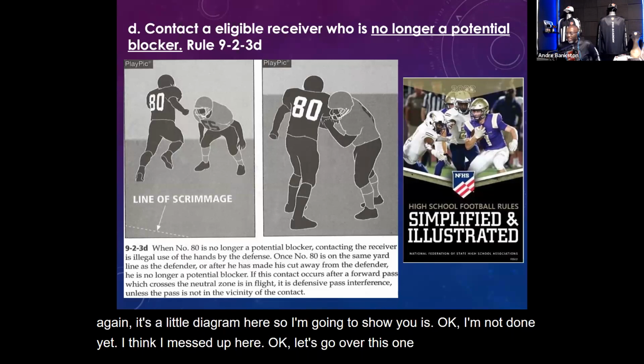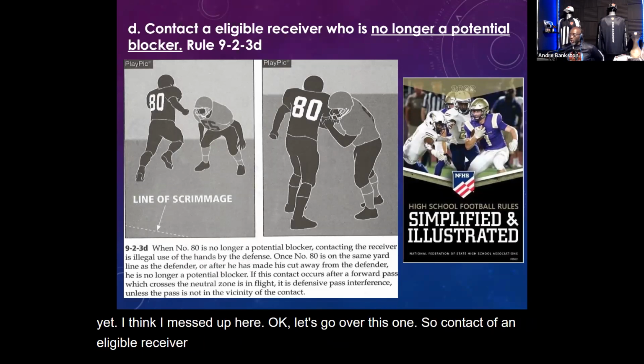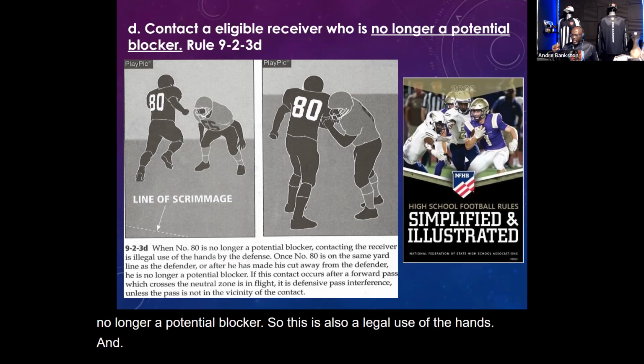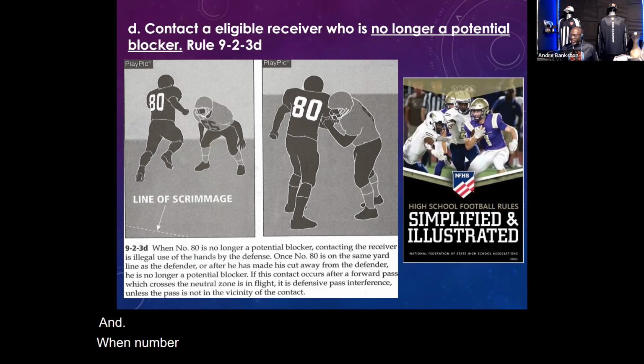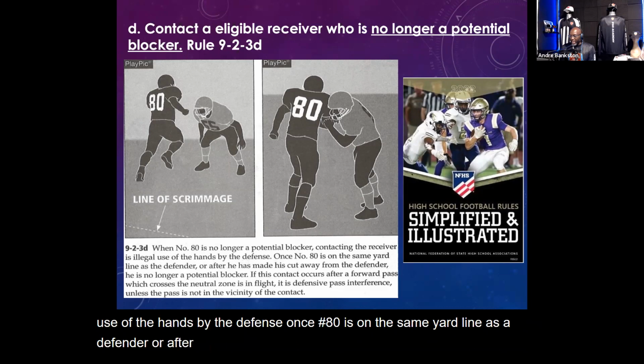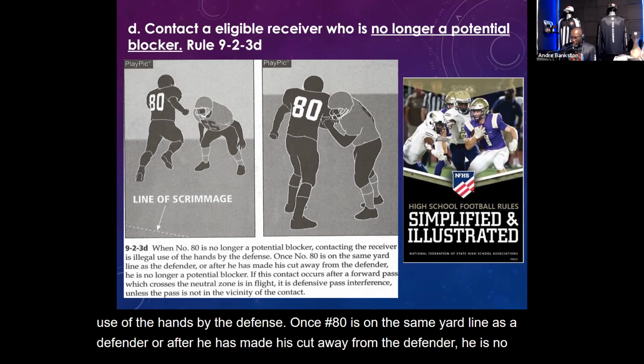So contact of an eligible receiver, no longer a potential blocker. This is also illegal use of the hands. When number 80 is no longer a potential blocker, contacting the receiver is illegal use of the hands by the defense. Once number 80 is on the same yard line as the defender, or after he has made his cut away from the defender, he is no longer a potential blocker.